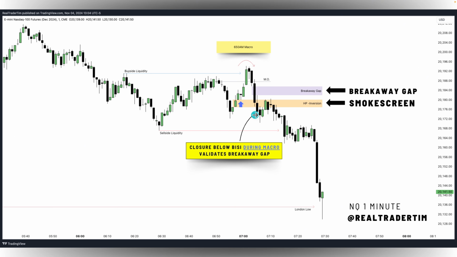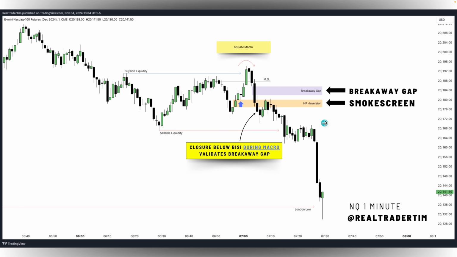Price closes below this BISI that was utilized to send us higher. It comes back up into this high probability bearish inversion. The bodies are respecting this. Price is failing to reach this SIBI up here, and we expand lower.